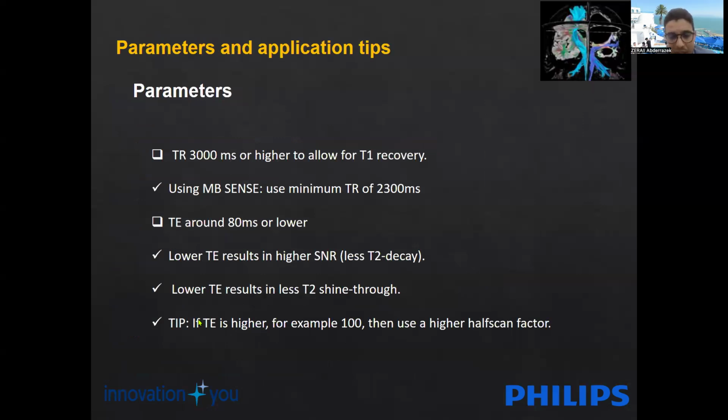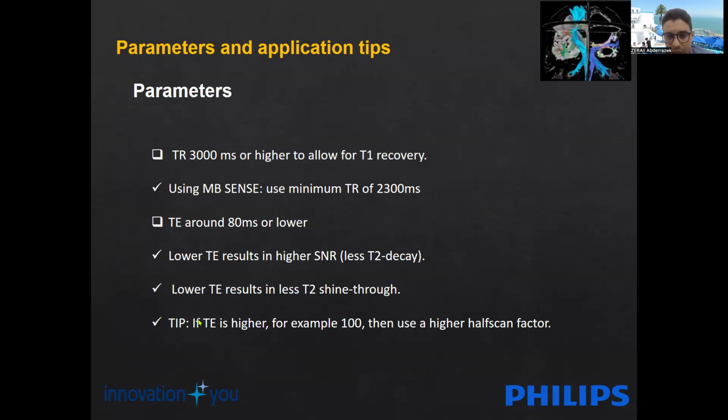So the parameters that I've talked about: use a TR of 3000 milliseconds or a little bit higher to allow for T1 recovery. Also try using multiband SENSE, which can give you, for example, a TR of 2300. The multiband SENSE, like I said before, is used to get a shorter acquisition time.